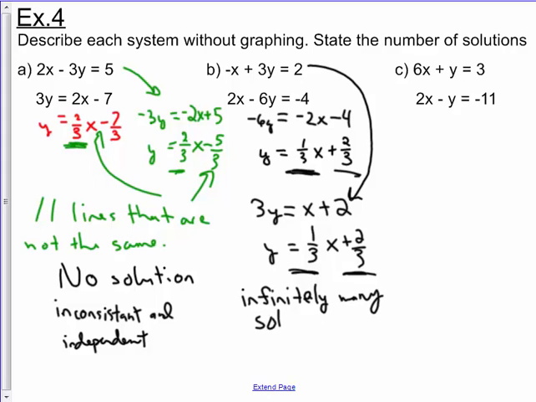We can also say that the system is consistent, meaning that there is a solution. The equations are dependent, meaning they're the same equation. So we say consistent and dependent.